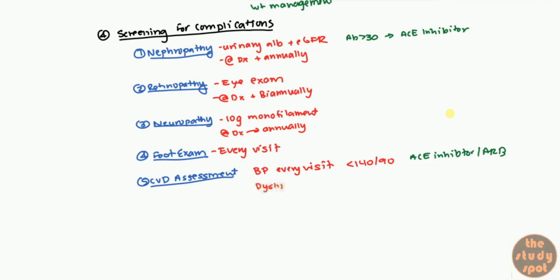You do check for dyslipidemia because of metabolic syndrome. You want to make sure the patient doesn't have that. You check for dyslipidemia at diagnosis and then 1 to 2 years after that. And if it's high, just start giving them a statin.